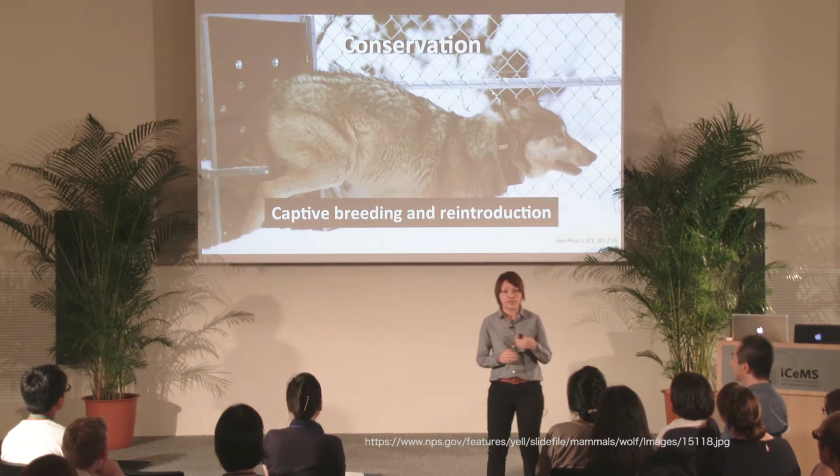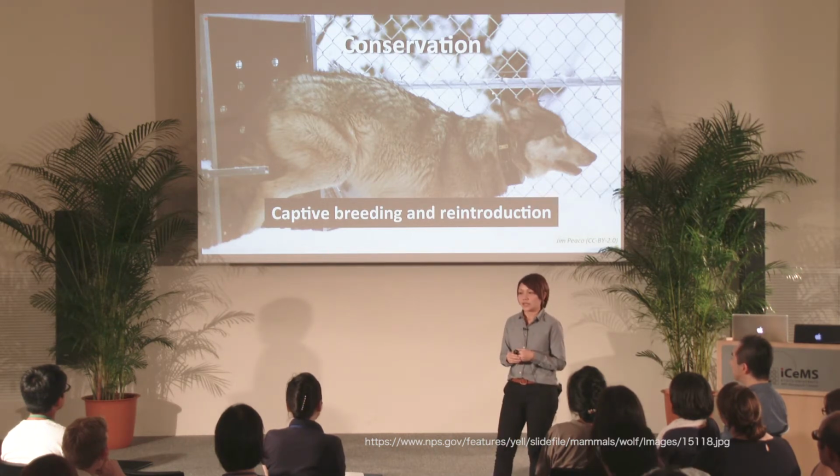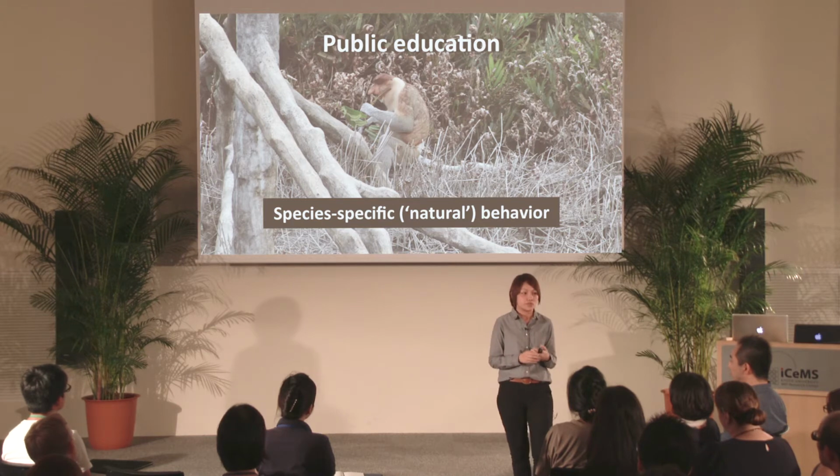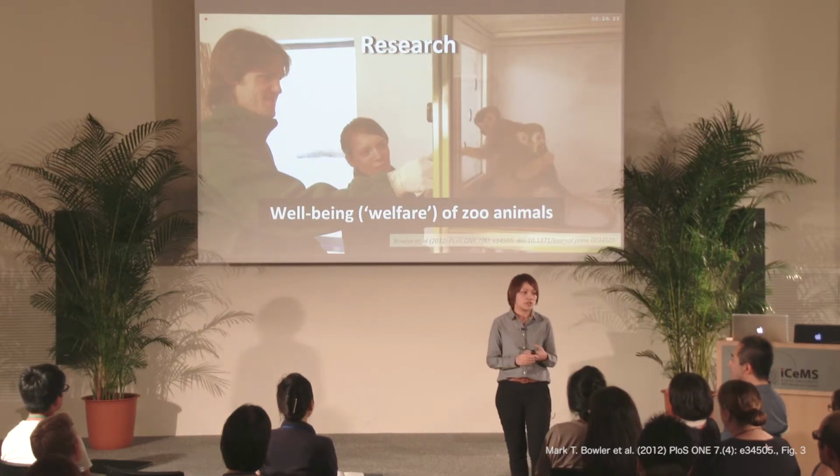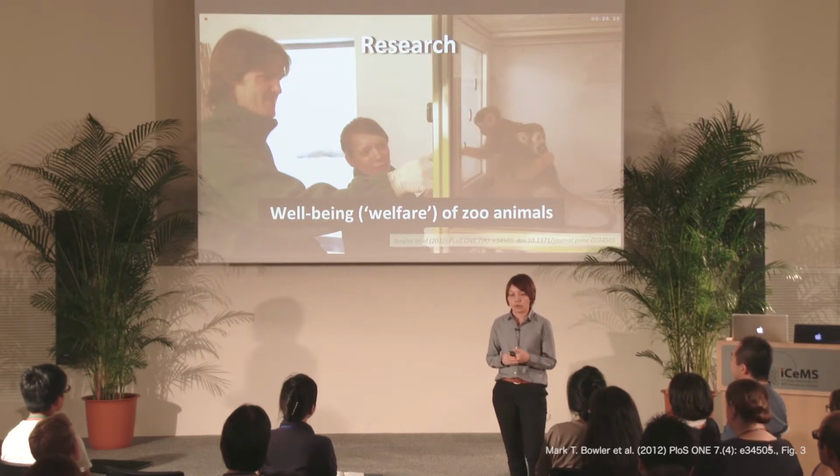The conservation work a zoo can do includes a captive breeding program to maintain the genetic variation of endangered animals, and also a reintroduction program where animals are trained so that someday they may be able to be released back into the wild. A modern zoo also aims to promote public education by providing visitors a chance to observe species-specific behavior of animals. And research in zoos often focuses on the well-being or the welfare of zoo animals.